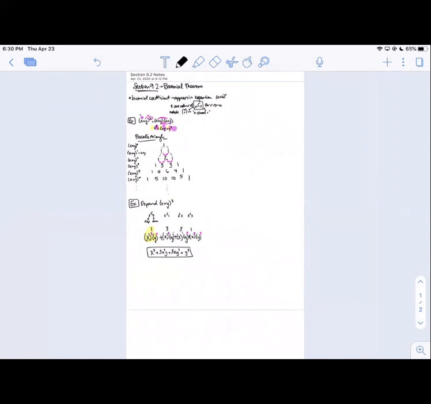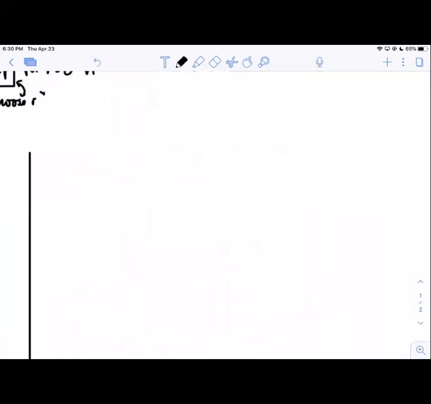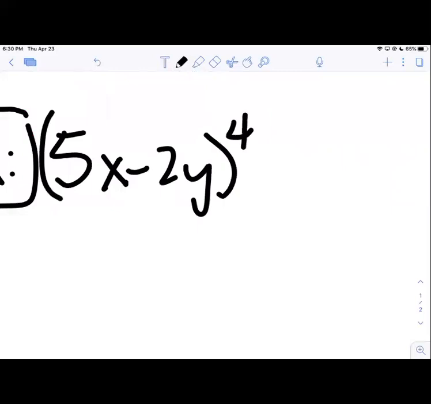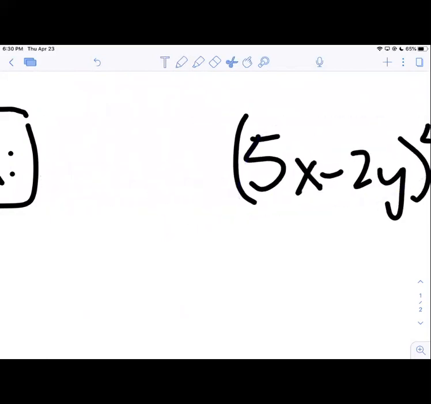I'm just gonna start kind of back at the top of the page. It's gonna be kind of an ugly day of notes, but that's okay. We'll do 5x minus 2y, so I'm going to get one of those minuses in there for us, to the 4th, and we are expanding this out. So let's see, move that over. We'll write expand right here.